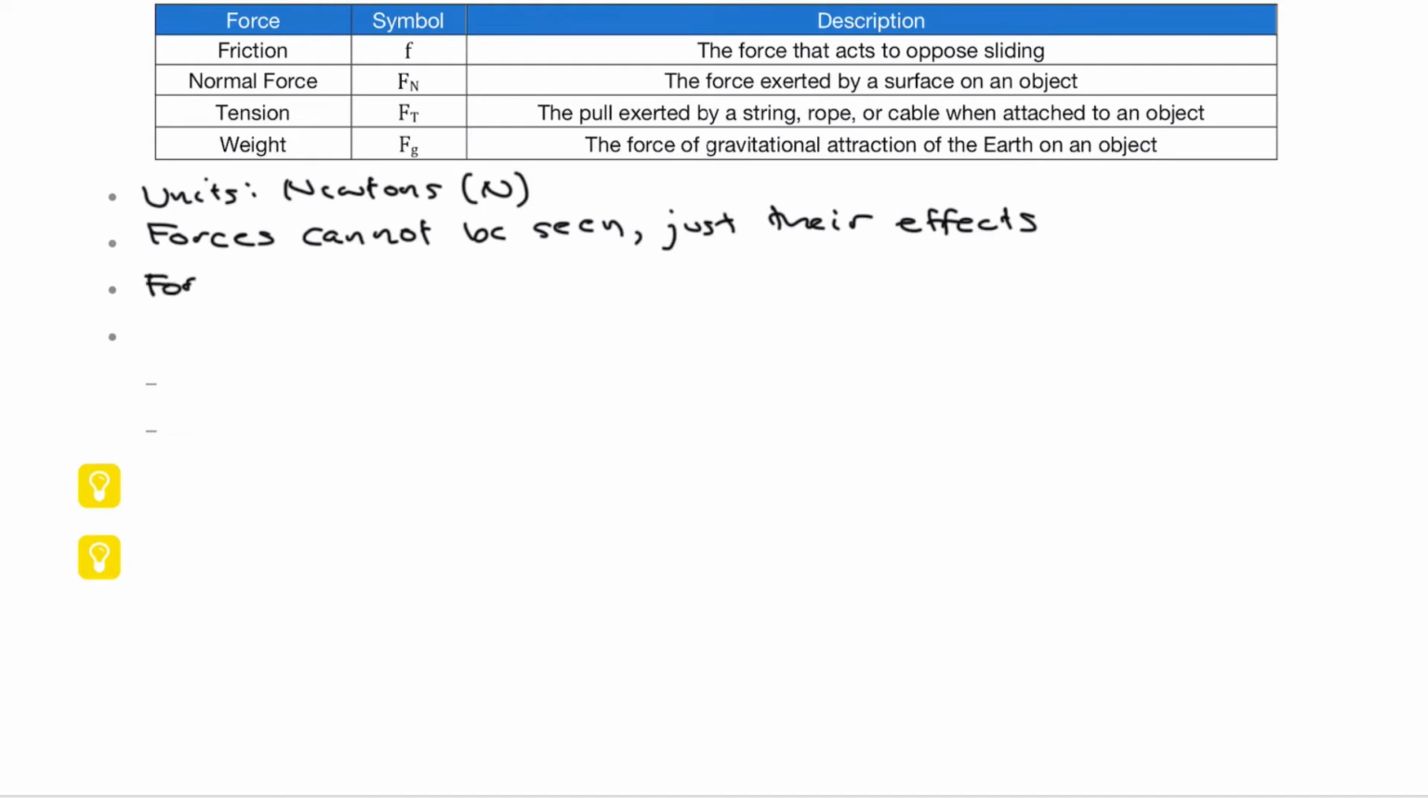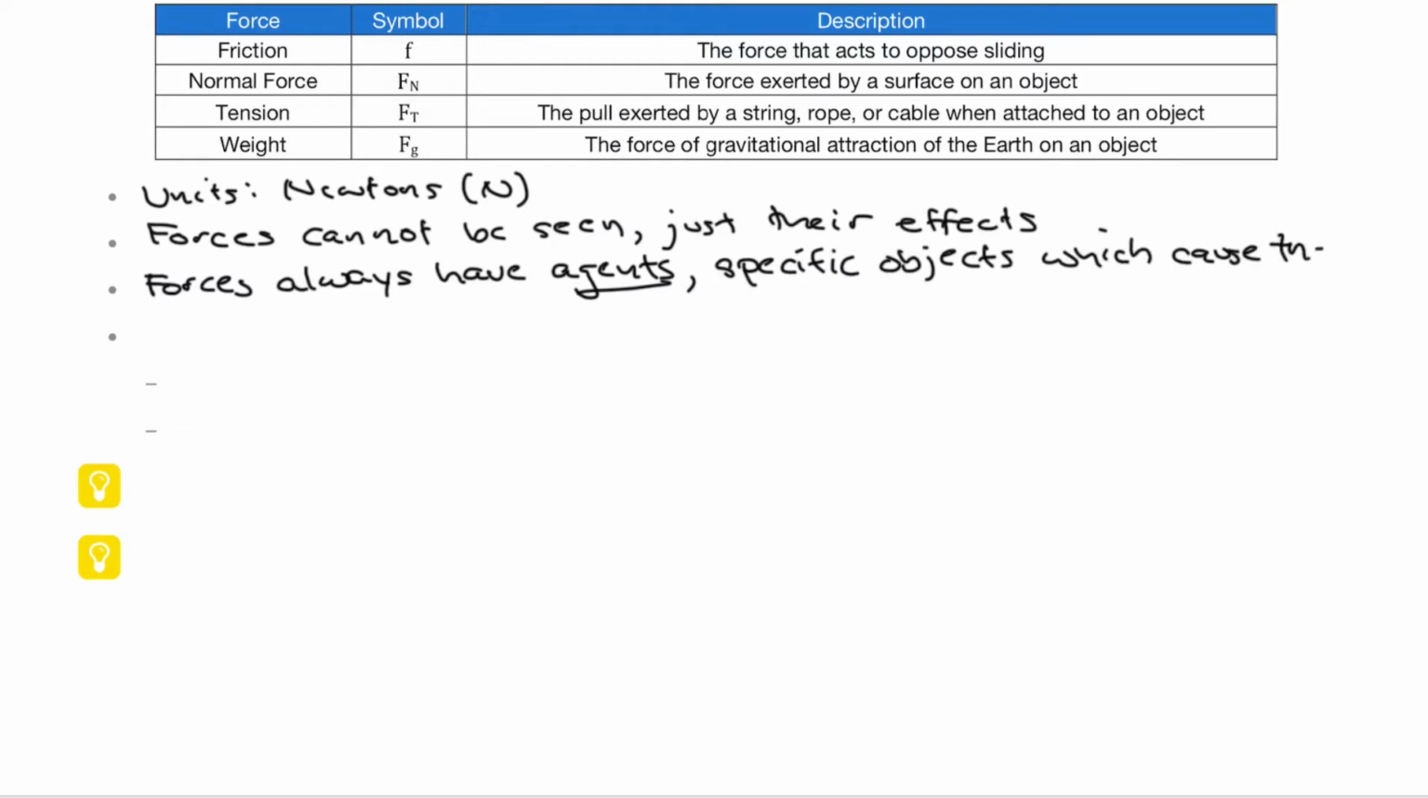Although the forces can't be seen, forces always have agents. These are actual physical objects which cause the force. So one of the hardest parts about this course is figuring out which forces are acting on an object. Because forces are concepts, they can seem a little bit mysterious, but if you always trace them back to an agent, it will make it much more concrete and much more clear what forces are acting on an object.